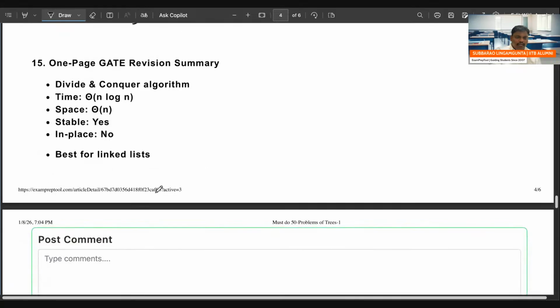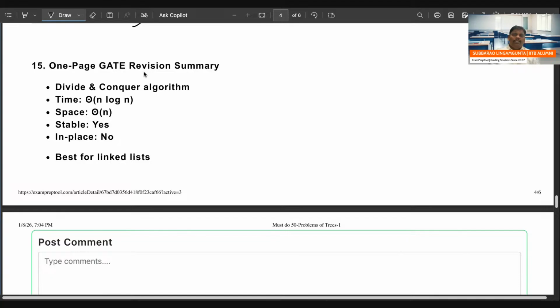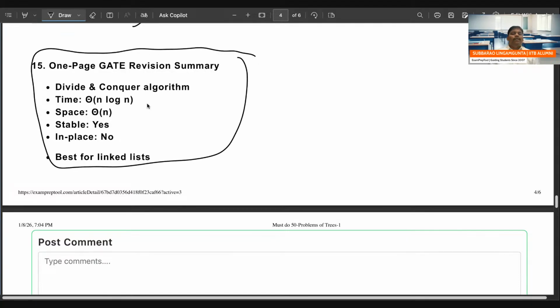And one more, you are expected to know the one page GATE revision summary. This is the divide and conquer application. Time complexity is n log n, space complexity is n, stability wise yes, in place no, best for linked list.